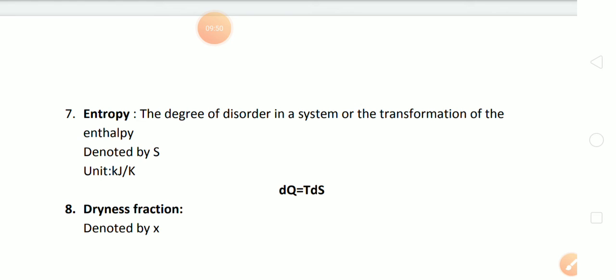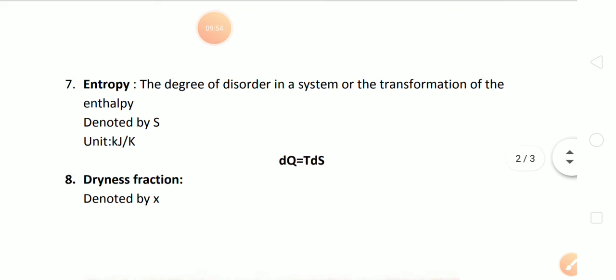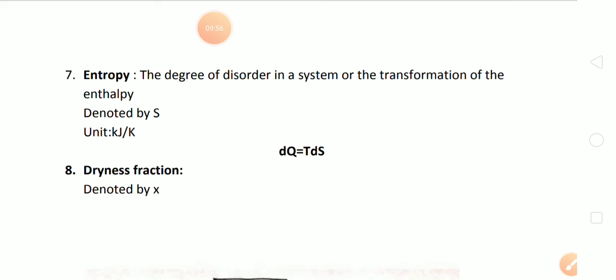Actually, that is the measure. That 5 degrees Celsius is the entropy. So this 5 degrees Celsius is actually lost for the transfer of that heat energy from one end to the other end. This measure of disorder, or the transformation of energy, is called entropy.